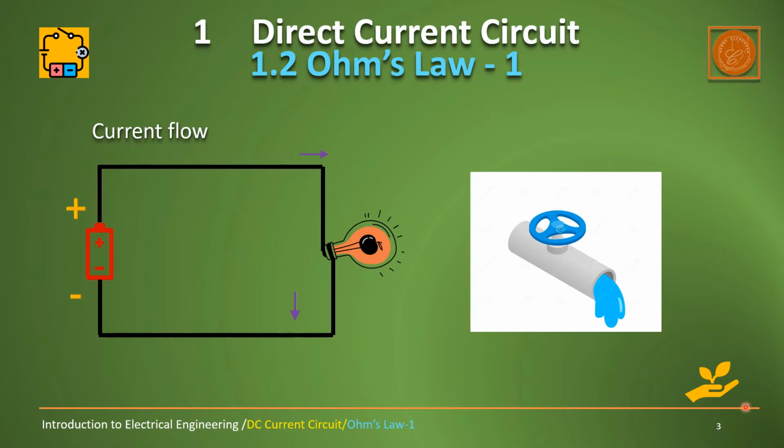And it is often referred to in terms of flow. This is called the current flow, this way. Just like the flow of a liquid through a hollow pipe, like this, the water will flow this way. We call this way current flow.